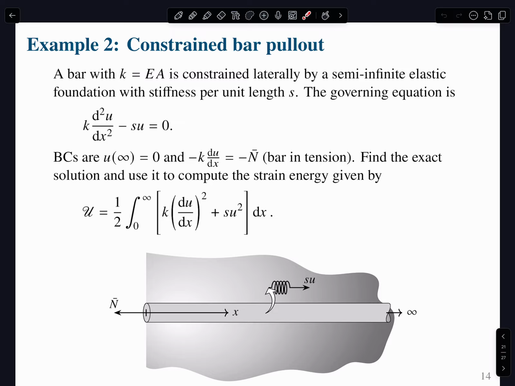That is crazy. Think about it. You have computed a quantity that is telling you how much this bar has deformed from 0 to infinity. Can we do this? Well, let's see.